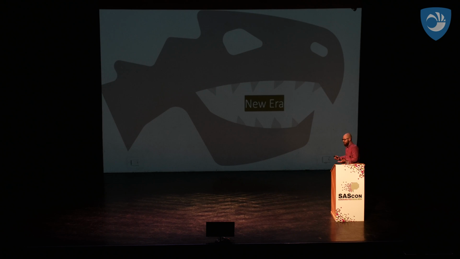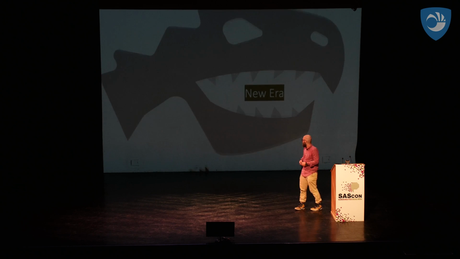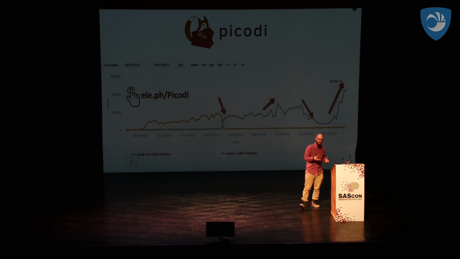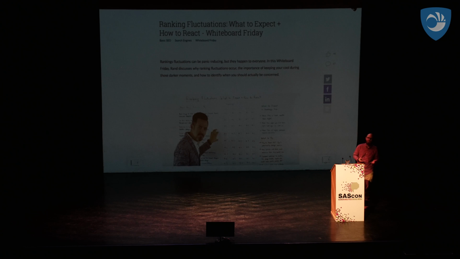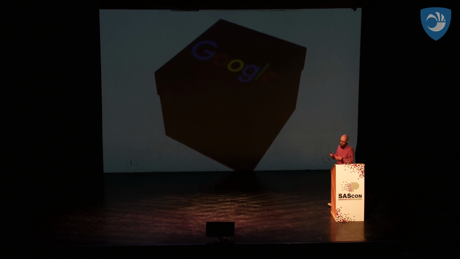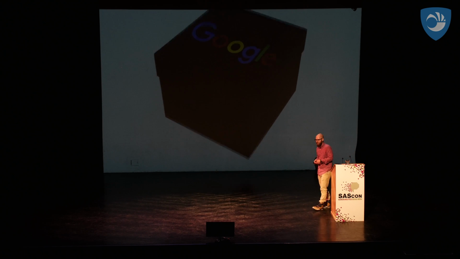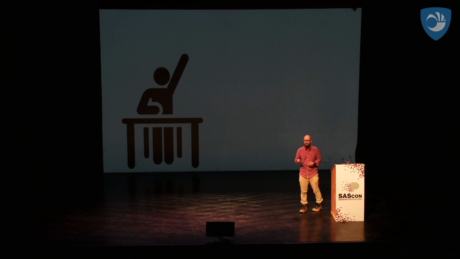And in 2016 came a new era that, as you probably know, and I know that most of you saw something like that in your visibility charts. And there were a lot of SEOs trying to explain why this happened and what to do with that. So Google became a black box in a way. And do any of you know why?